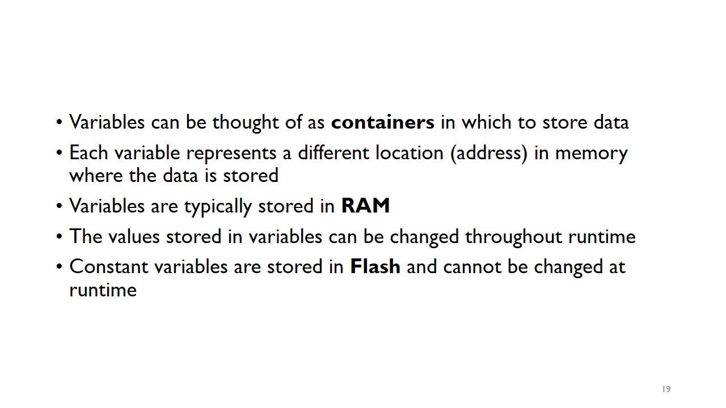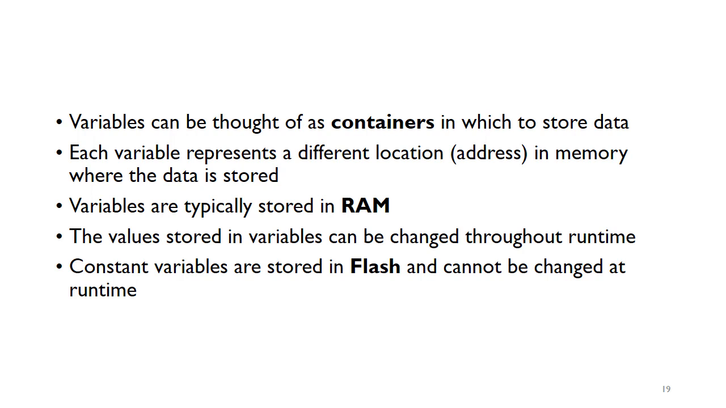Variables can be thought of as containers in which to store data. Each variable represents a different location in memory, so basically a different address in memory where the data is stored. Variables are typically stored in RAM, so the values stored in variables can be changed throughout runtime.